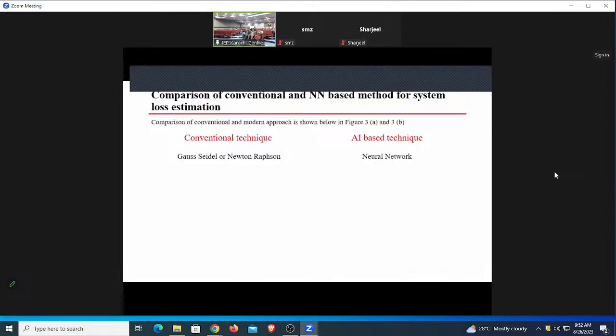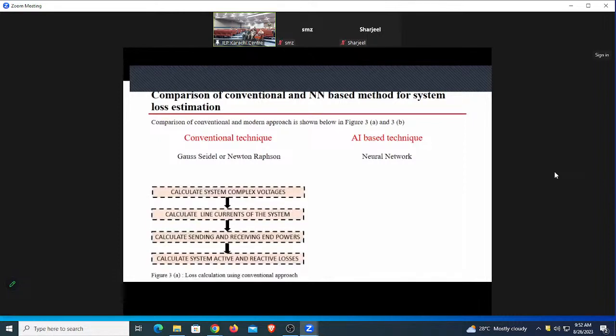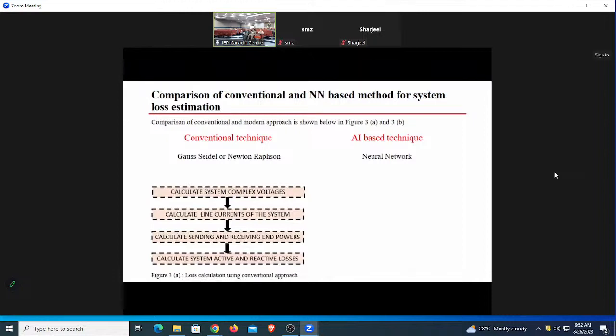Here you can see in Gauss-Seidel or Newton-Raphson, we first calculate the complex voltage, which is the sole purpose of the load flow study, at all the buses in the network. After finding the voltages at each bus, we calculate the line currents in each of the lines. Then we find the sending end power and receiving end power, and the difference basically gives us the estimate of the power loss at each line. Then we sum it up to find the total loss of the system. So this is an iterative process in the first step, and then there is an analytical or classical method to calculate all these parameters. Finally, you get megawatts and megawatt losses.